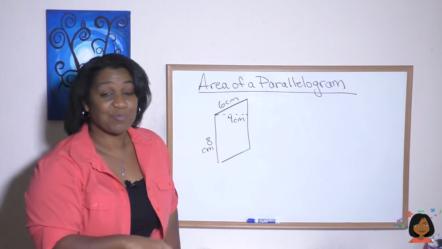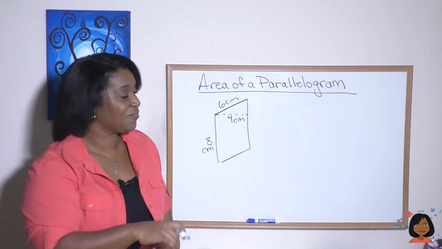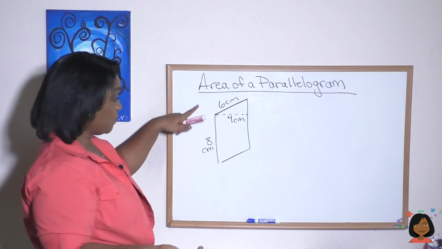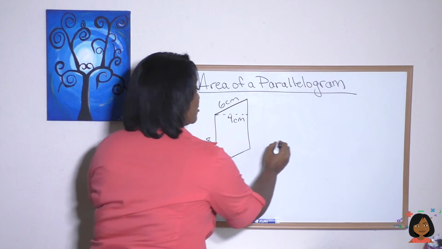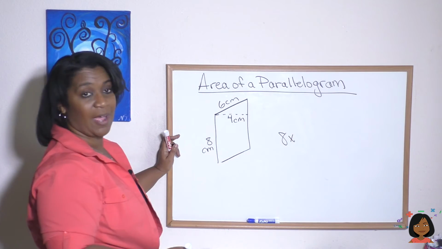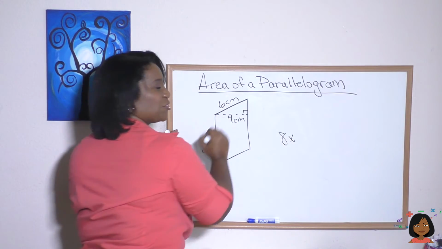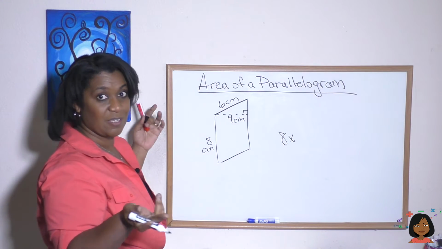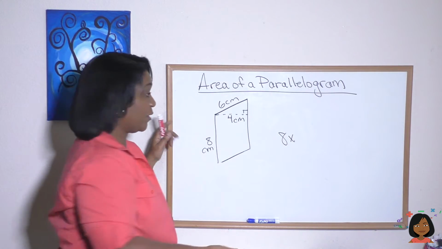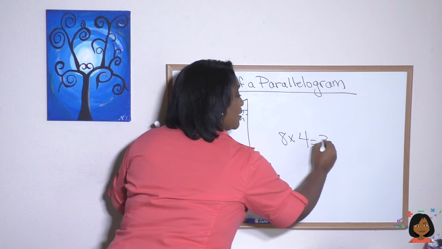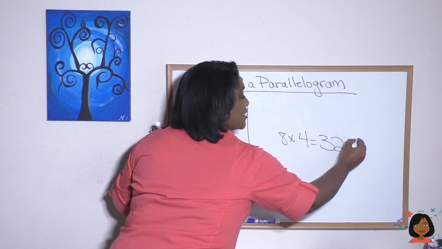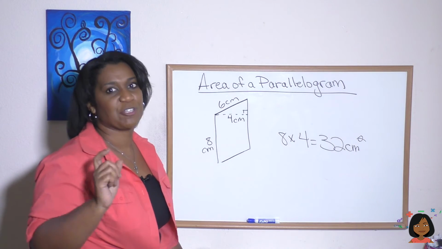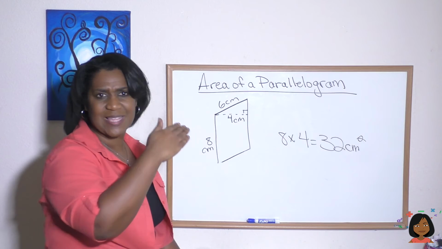Try it with this problem. Our parallelogram is just turned a little bit, but we still use base times height. So here, what is our base? Our base this time is the 8 centimeters. And our height, remember, I keep forgetting to draw my little triangles, but the height is where that 90 degree and that dotted line falls. That's going to be 4. So 8 times 4, 32 centimeters squared.